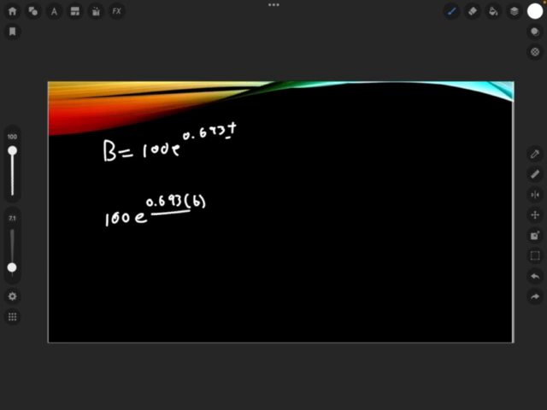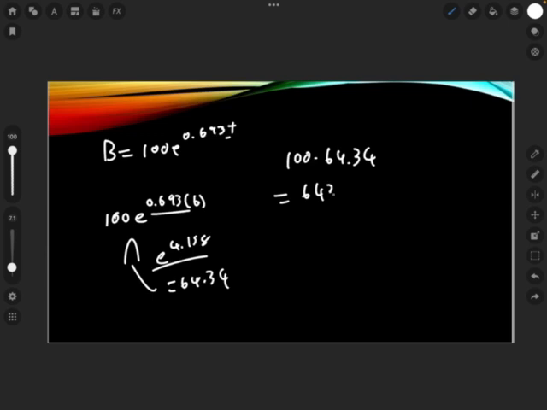If you do this, it becomes e to the 4.158. And since we know that e is around 2.7, we just do this, and it's equal to about 64.34. Then going back here, we do 100 times 64.34, which gives us 6,434 bacteria present after 6 hours.